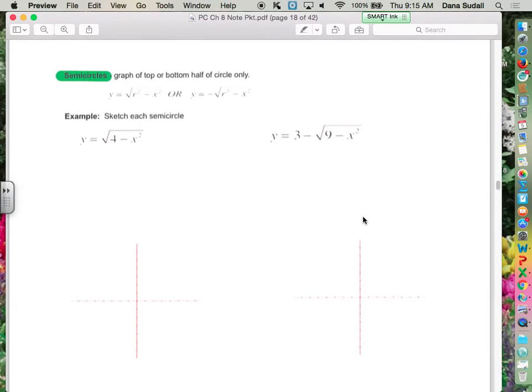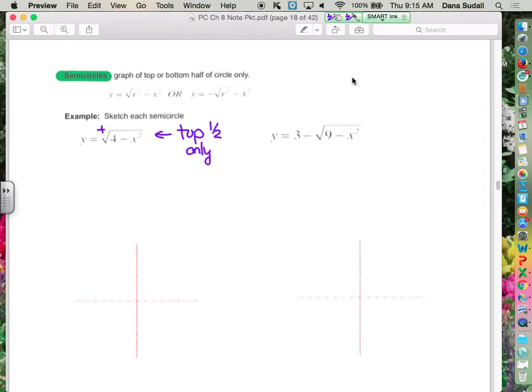So semicircles, you want to think of them as just being either the top half or the bottom half of your circle. So as you look at the equation there, if you have a positive square root, it's going to be the top half. If you have a negative square root, it's going to be the bottom half of the semicircle. So there's nothing really surprising, I would think, for that. So what I would do is I would first decide is it the top or the bottom half. So for this one, it's going to be the top half only since it's a positive square root there.